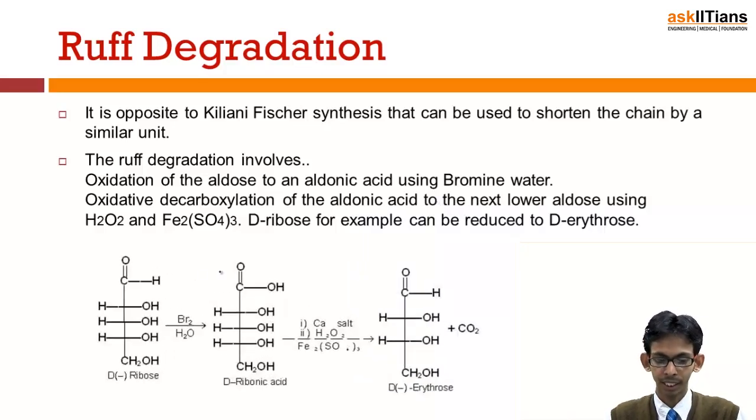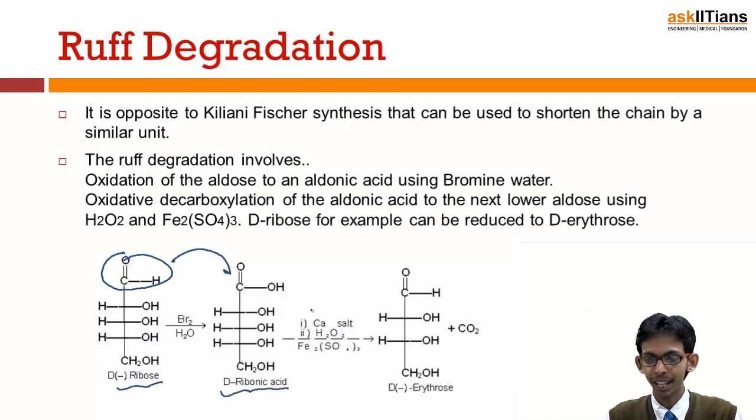This is actually ribose. We first of all oxidize this aldehyde functional group into carboxylic acid, and from ribose we get ribonic acid, and then we do oxidative decarboxylation. Decarboxylation basically refers to the removal of a CO2 molecule, and we are left with erythrose. So this is a way to step down, to decrease the length of the carbon chain.